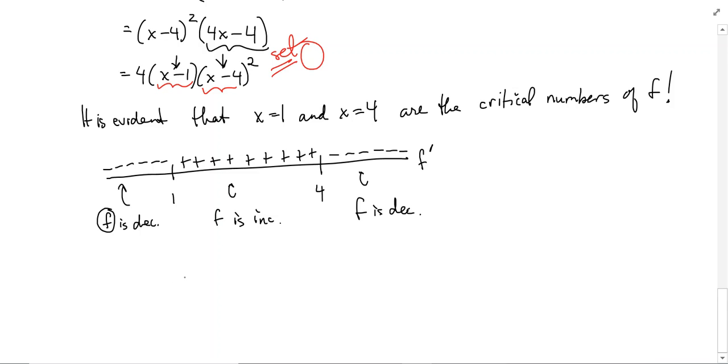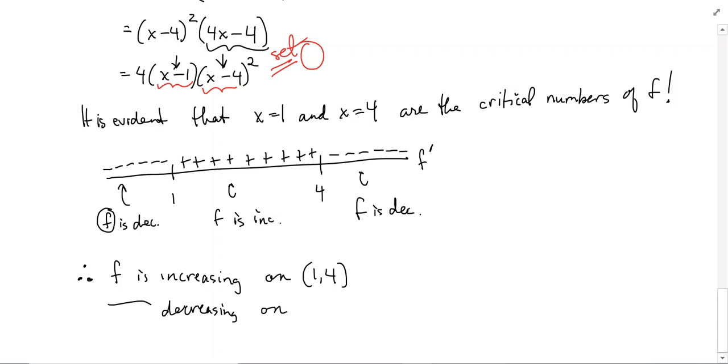Okay. All right. So let's make that a little more formal. So therefore, f is increasing on the interval 1 to 4 and decreasing on negative infinity comma 1 and on 4 comma infinity. Okay. All right. So that's good, guys. So what can we say next?